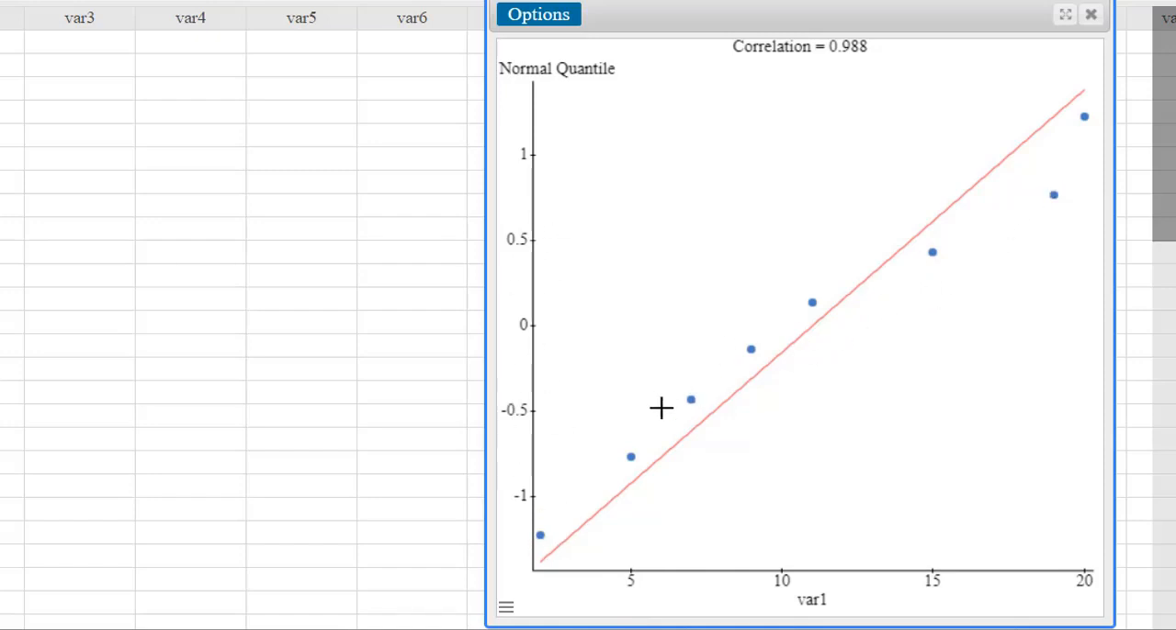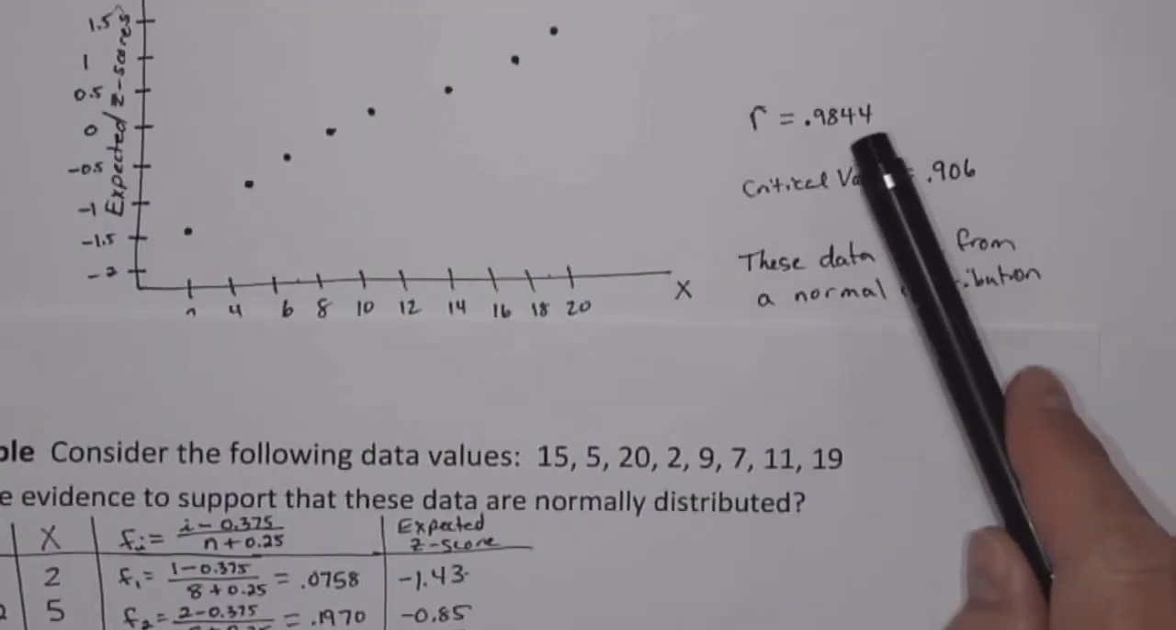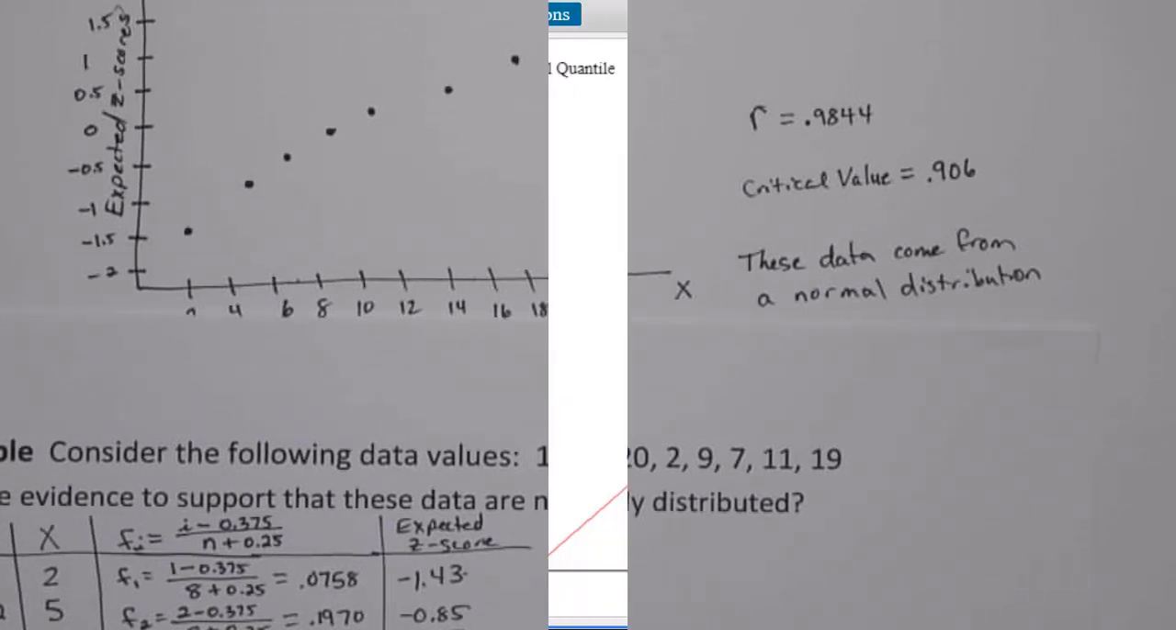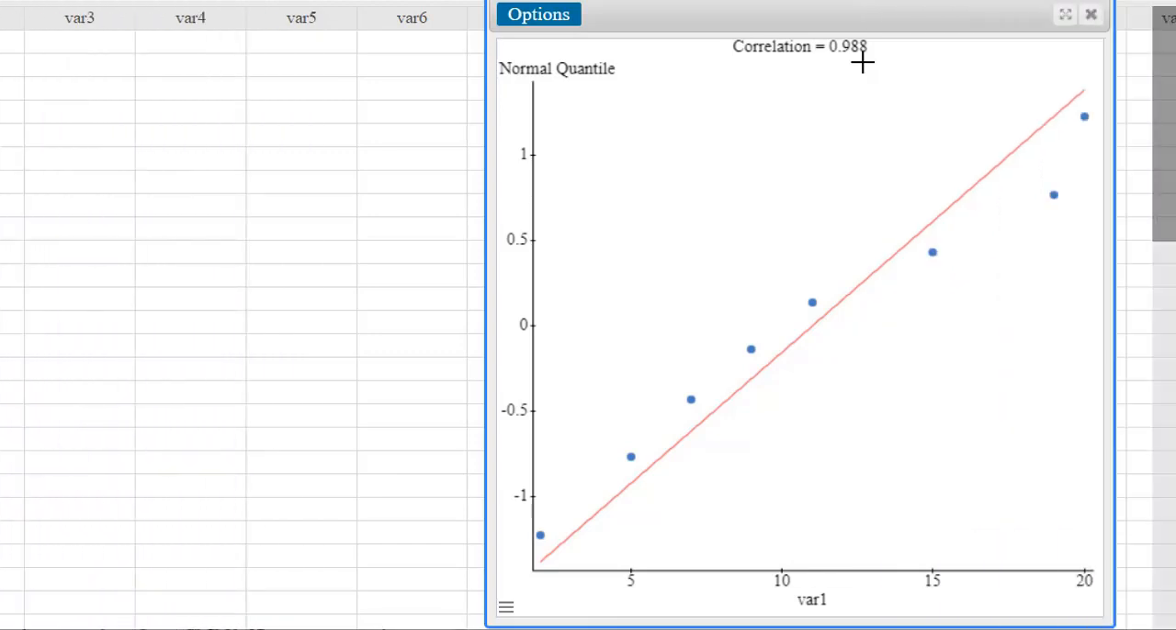Also notice that we have the correlation statistic here, which is 0.988. Now that's not exactly the same correlation coefficient that we got here in our problem. We got 0.984, but as a general rule, they're going to be very close. So if I compare 0.988 to our critical value 0.906, it's larger, which indicates the data are linear, which indicates that the data do come from a normal distribution.